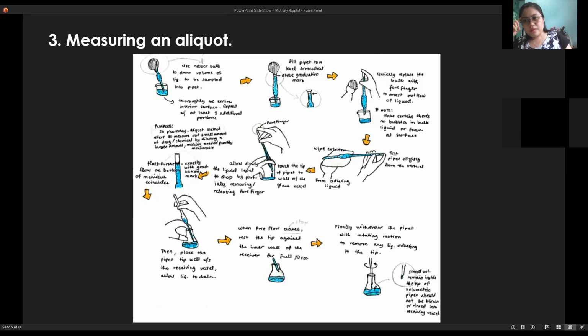Then touch the tip of the pipette to the wall of the glass vessel and slowly allow the liquid level to drop by partially releasing the forefinger. Then let it flow until the bottom of the meniscus coincides exactly with its graduation mark. Then place the pipette tip well within the receiving vessel and allow the liquid to drain. When free flow ceases, rest the tip against the inner wall of the receiver for a full 10 seconds. Finally, withdraw the pipette with a rotating motion to remove any liquid adhering to the tip. The small volume inside the tip of the volumetric pipette should not be blown or rinsed into the receiving vessel.